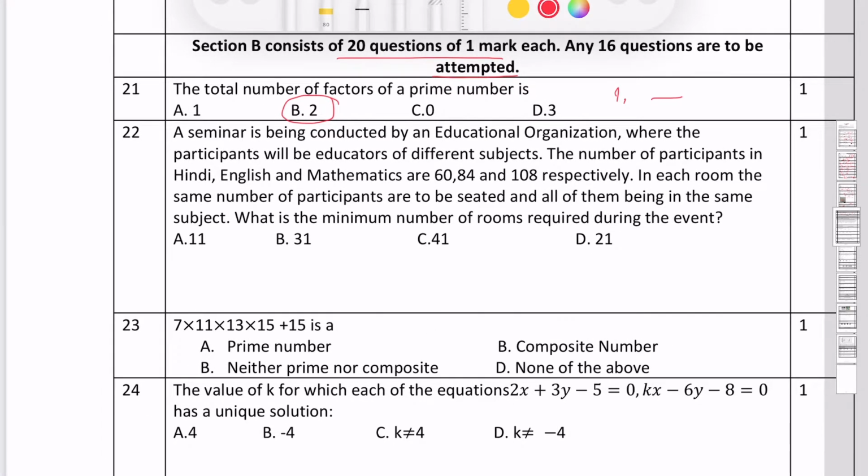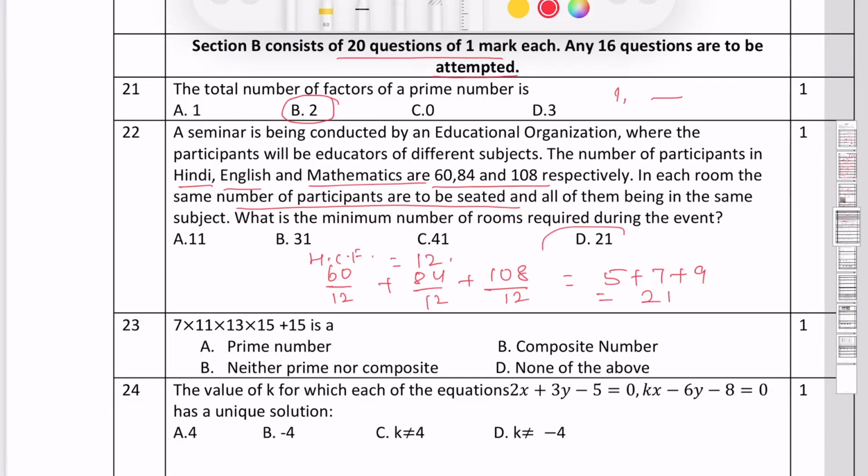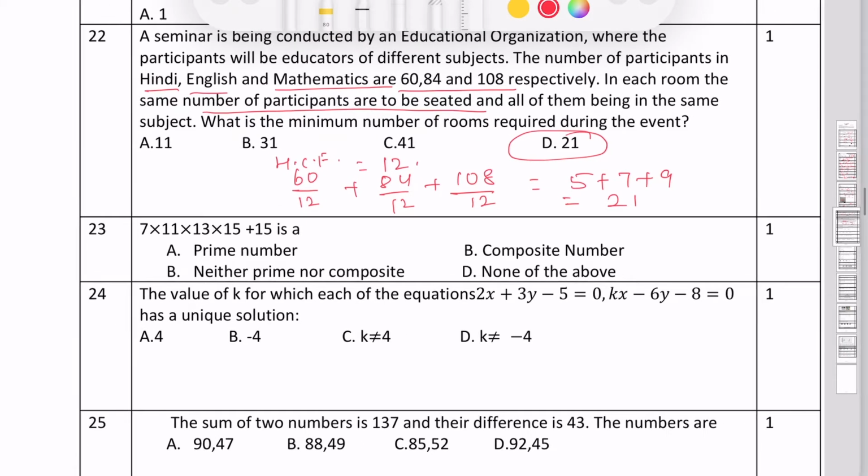A seminar is conducted and there are different types of books: Hindi, English and maths. The same number of participants are seated. So what will be the HCF? If you find the HCF of these, it will be 12. So the same number in one room is 12, then 84 by 12 and 108 by 12. That is 5 plus 7 plus 9, which is 21 rooms.